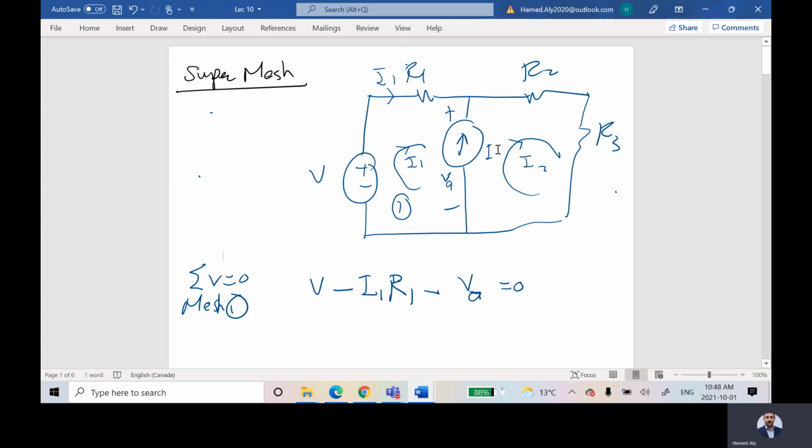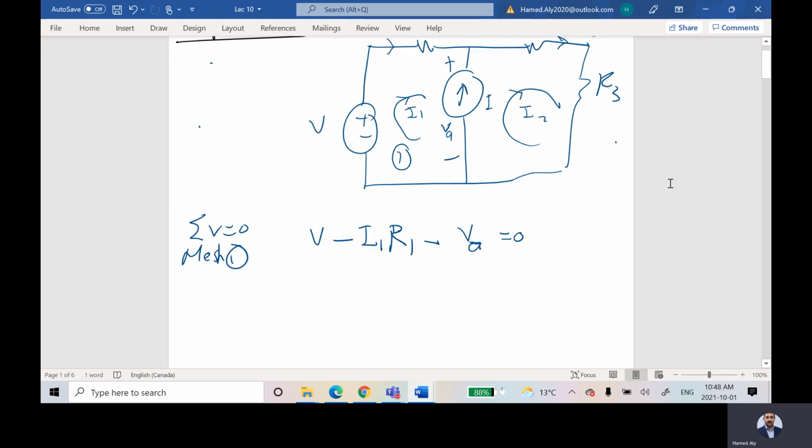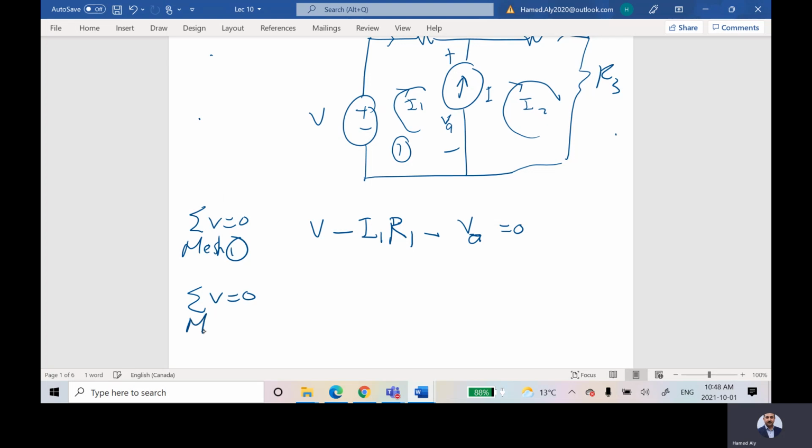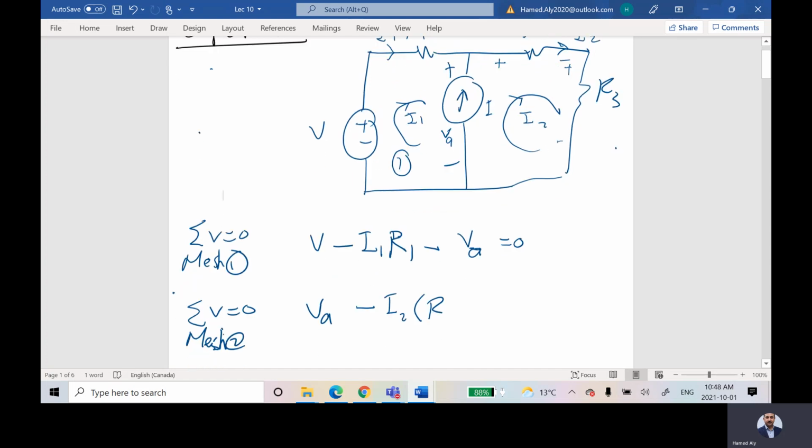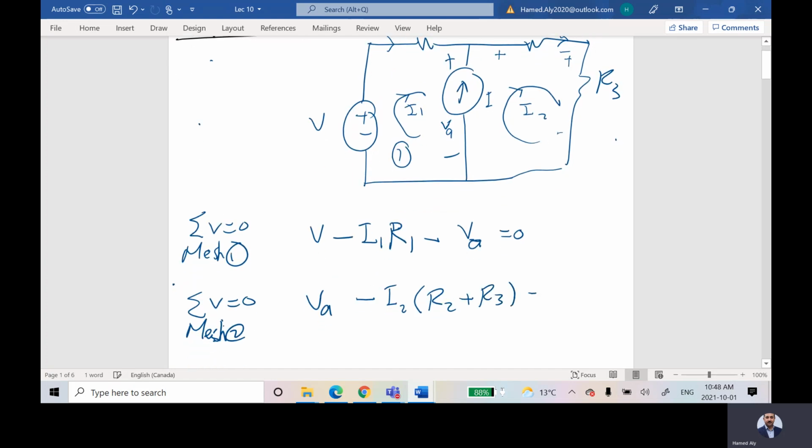Okay. I will repeat the same story. Summation, the voltage for this mesh is equal to zero. So this current will be I2. So summation V is equal to zero for mesh two. So I have, for example, VA. If this is the current, I'll have positive, negative. So I can say VA minus I2 multiplied by R2 and R3. Is it right?